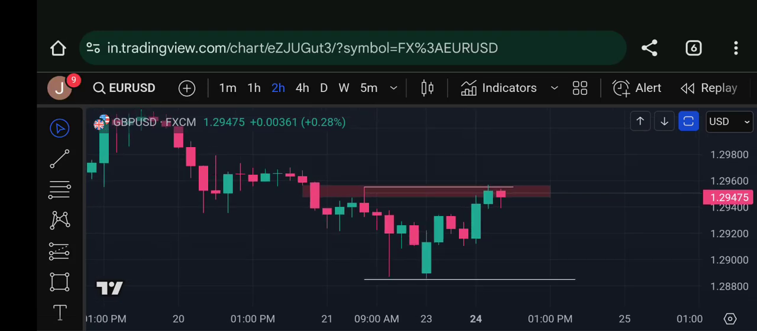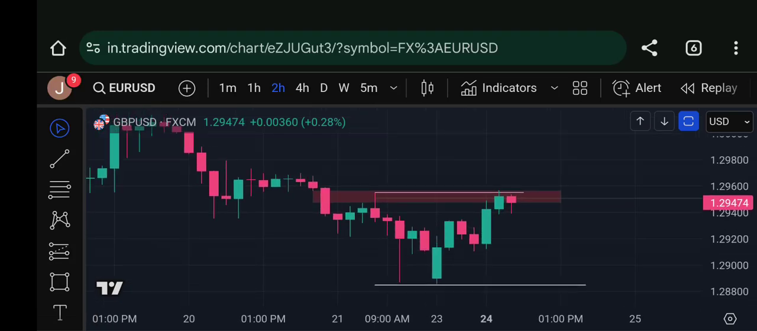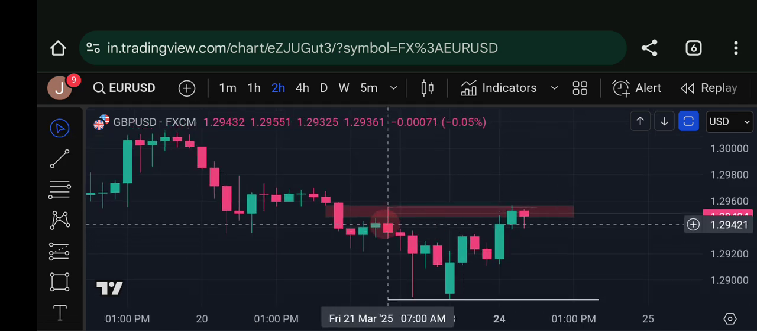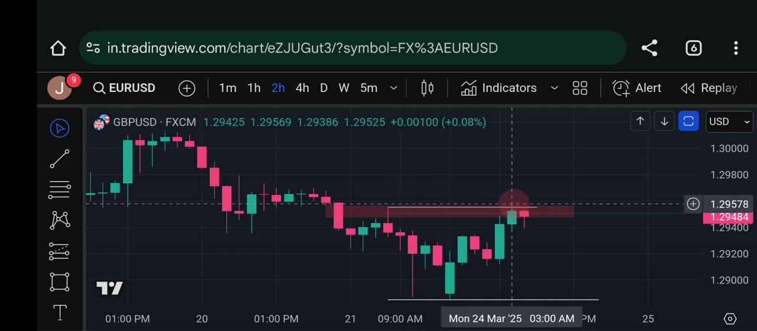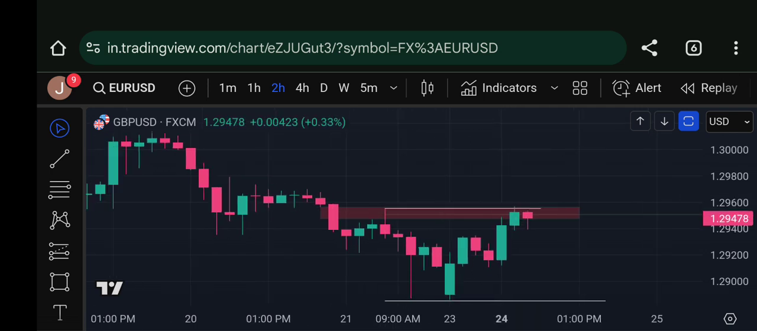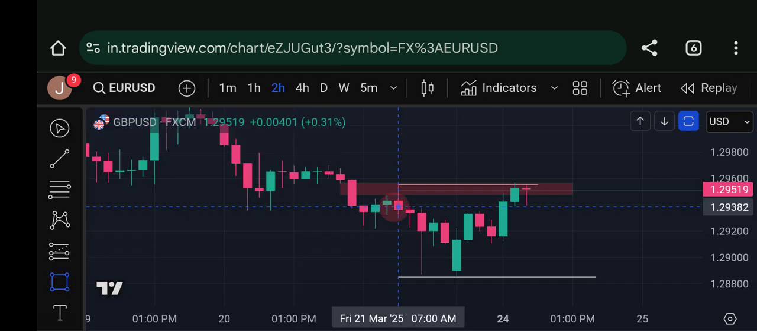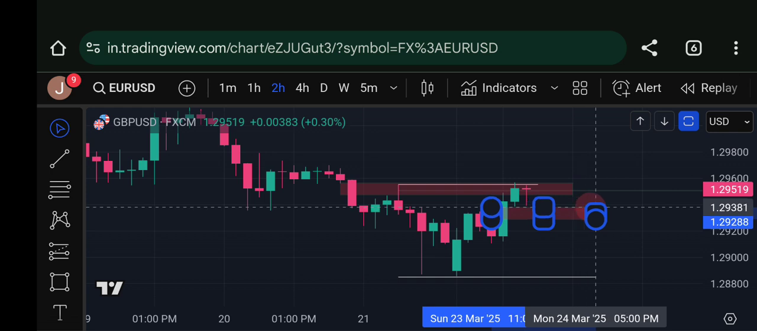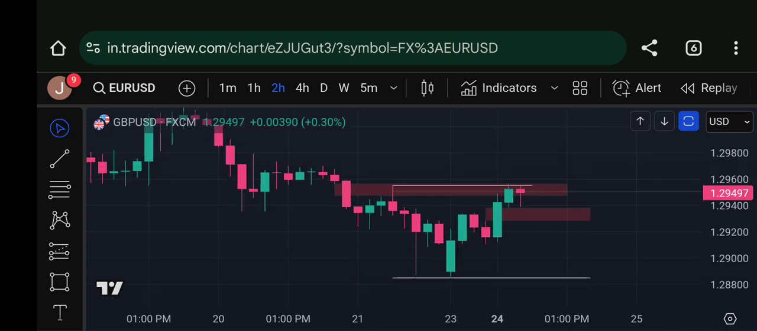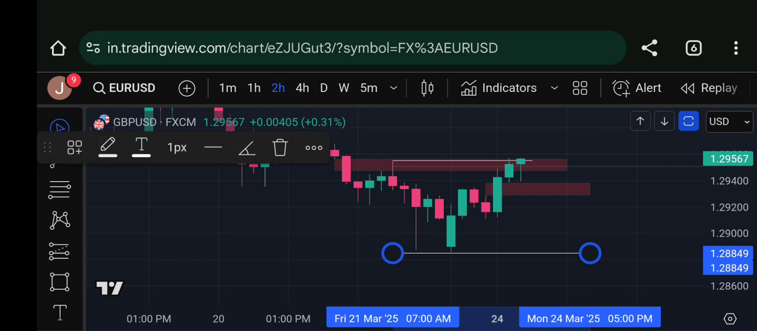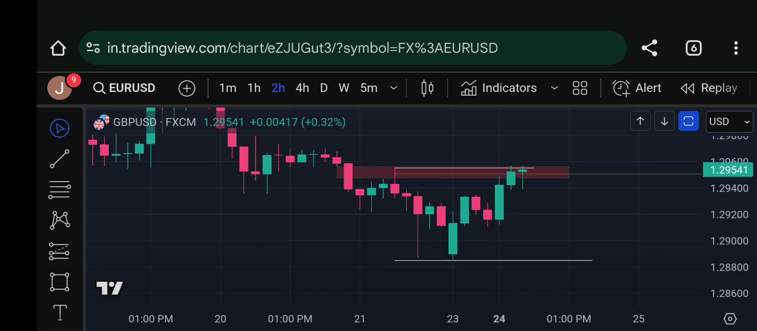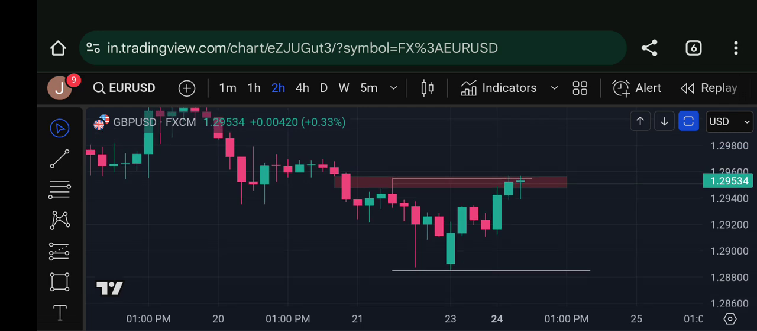Hello folks, we are on the GBP USD 2-hour time frame. We can see that here there is a fair value gap, and a liquidity sweep here, which sweeps out and enters into this fair value gap. So my bias is, I want this gap to get disrespected and price to move to the sell side liquidity. This is my bias, guys.